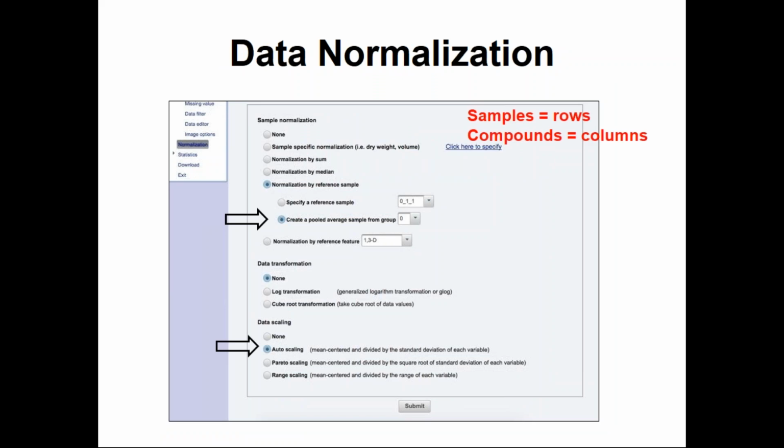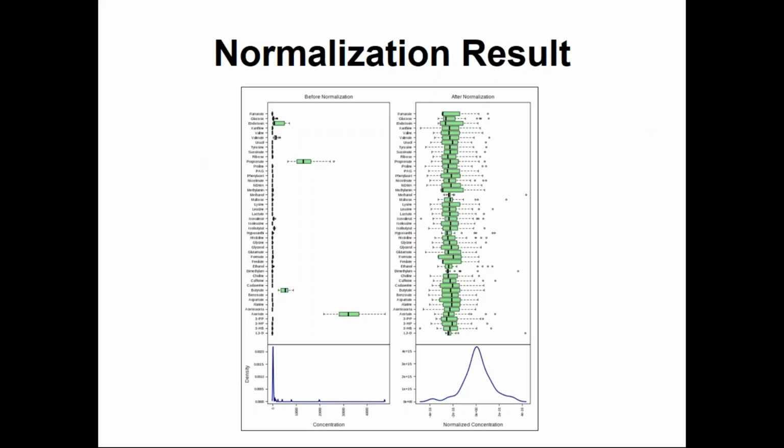Then what we're trying to do is both scale and normalize our data. This is just done to help perform better statistics, trying to make the compound concentrations a little more normal, or Gaussian, in distribution. You can play around with different ways of normalizing, scaling or transforming. This combination of auto-scaling and using a pooled average generally created the best looking distribution, and this is just showing what it looks like.